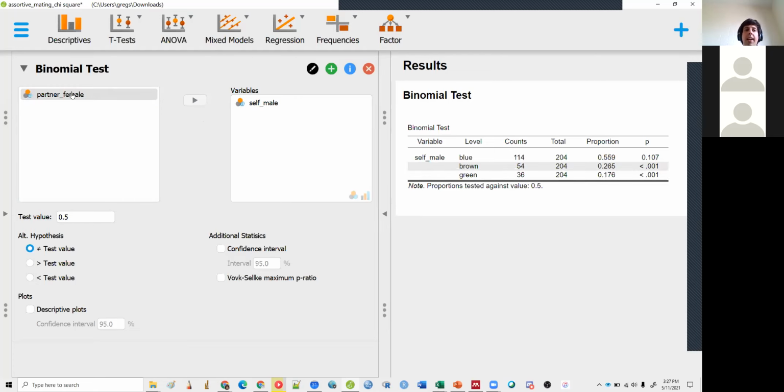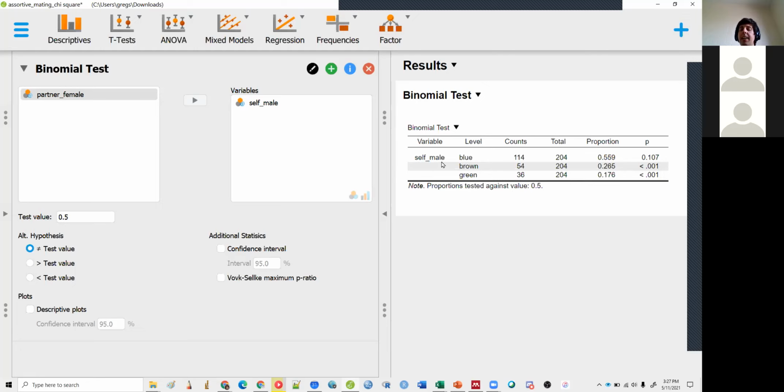So I mentioned before that there's the chi-square goodness of fit test, and then there's other kinds of chi-square tests where we can actually have two variables and see whether the combination of factors fits with our expectations or not. But first, let's just look at male eye color to get what we expect.